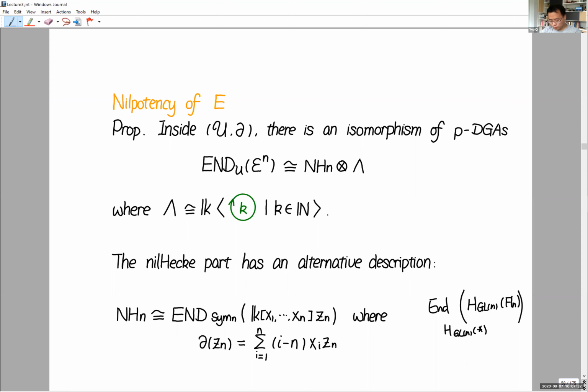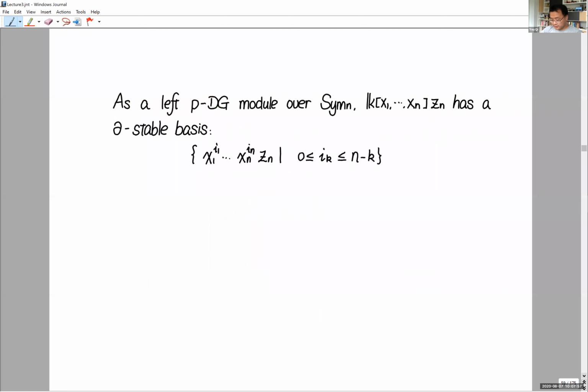You can show relatively easily that this is a PDG algebra isomorphism, that the nil-Hecke algebra with the given differential action, d of a dot is 2 dots, d of a crossing as we have given, occurs as the endomorphism PDG algebra of this polynomial differential graded module over the PDG algebra of symmetric functions. Okay, so let's analyze this module structure.